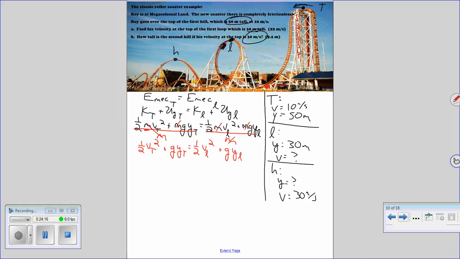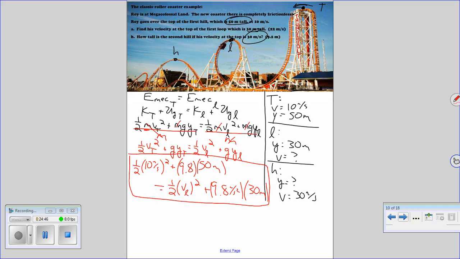So here we go. We're going to get 1/2 of 10 meters a second squared plus 9.8 times y at the top of the loop, which is 50 meters, equals 1/2 the velocity on the loop squared plus 9.8 meters a second squared times 30 meters, right? Okay, so we've got this equation here, where the only variable is the velocity on the loop. So algebra your way through that, and you will discover that the velocity at the top of the loop turns out to be 22 meters per second.